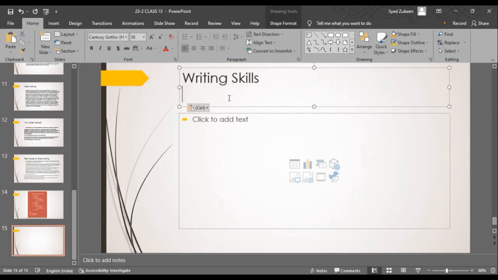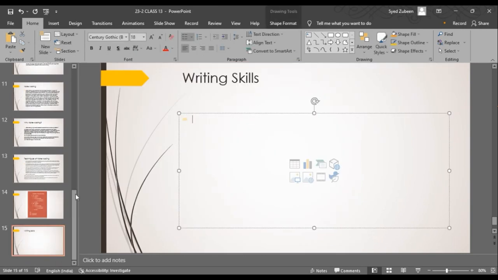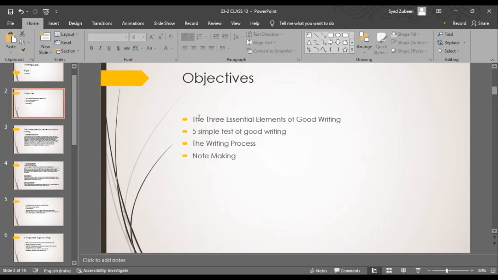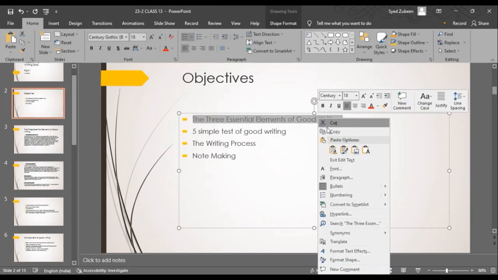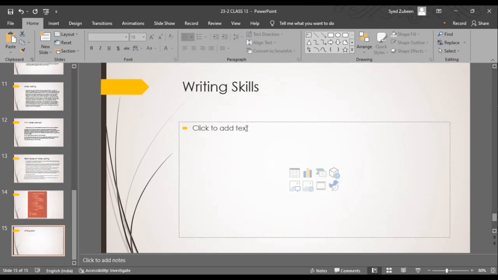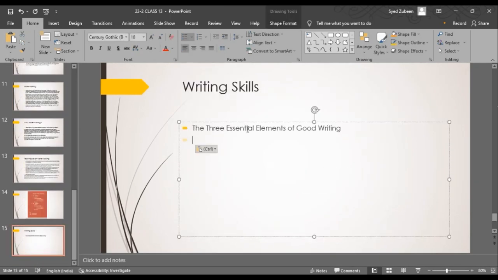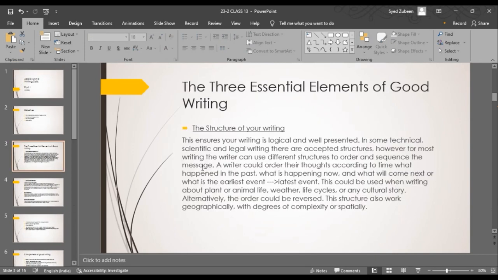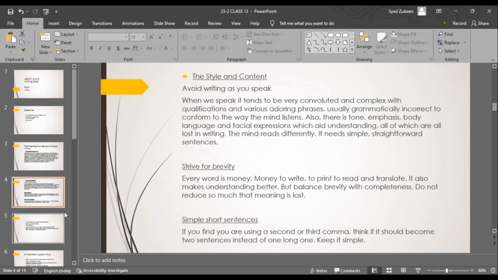Right, so we are going to make notes on writing skills, and the first topic is the three essential elements of good writing. This is our first point, the three essential elements of good writing. Then what are the three essential elements of good writing? We go back: the structure of your writing, style and content, right?